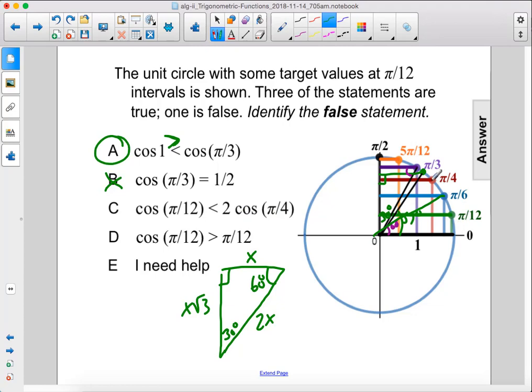pi over 4. Well, as we just showed, this red line is longer than half. So it's somewhere between half and 1, but it's greater than half. Therefore, 2 times this amount is going to be greater than 1, while cosine of pi over 12 is just slightly less than 1. So this is slightly less than 1, and this is going to be a bit bigger than 1. So this is true. This number is less than this number.